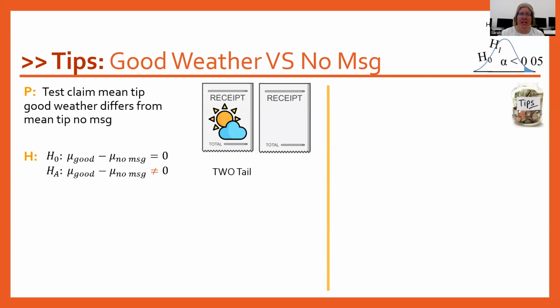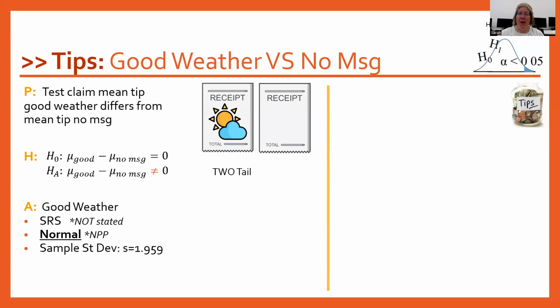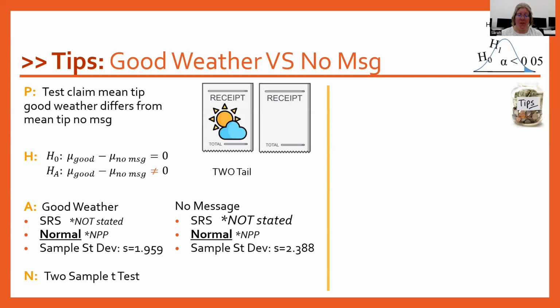Again, for our assumptions and conditions, we do have to do those for each group separately. We already did the good weather one, so I went ahead and wrote it down on the slide. And then for the no message receipt, again, we didn't have a random sample. We've already looked at the normal probability plot and it was good. And our sample standard deviation here is 2.388. So that's kind of the biggest out of all three groups. Because once again, these are separate independent groups, we have a two-sample t-test. My test statistic from Excel was 5.06.